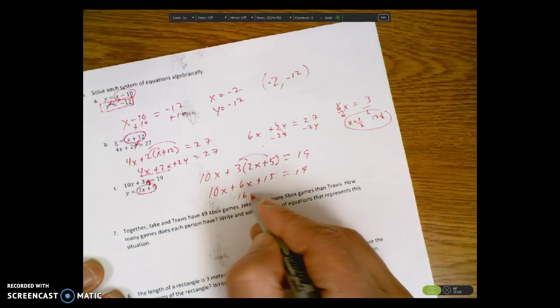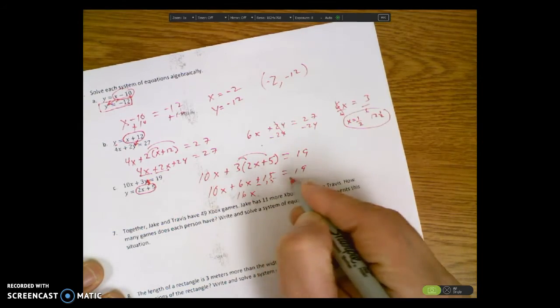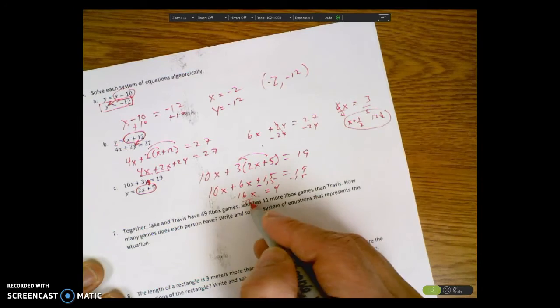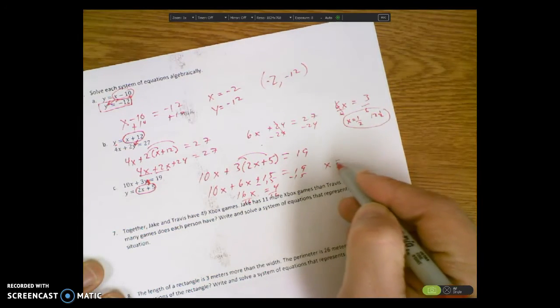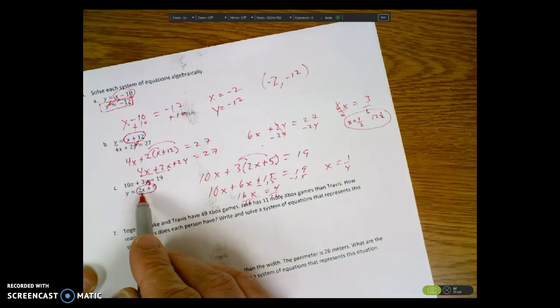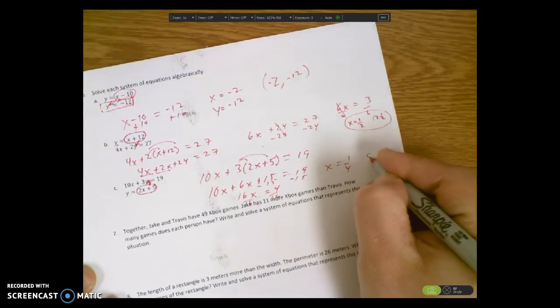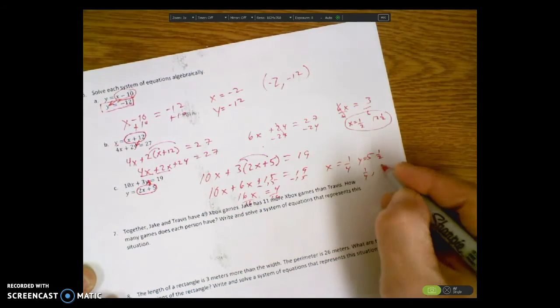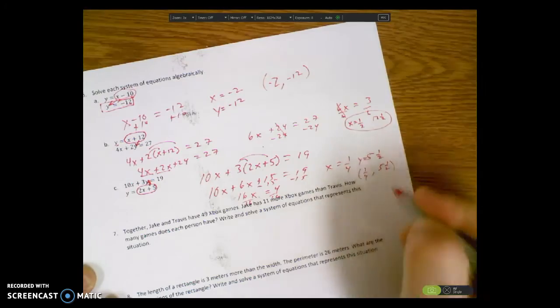6x and 10x is 16x. I'm going to subtract 15 from both sides. That's going to give me 4. Ooh, another fraction. When I divide by 16, I'm going to get x equals 1/4. And again, I'm going to use that here. 1/4 of 2, I've got to hurry this up. 1/4 of 2 is 1/2, and 1/2 plus 5 is 5.5. All right, so that's my y, and so 1/4 and 5.5. All right, just a few more problems.